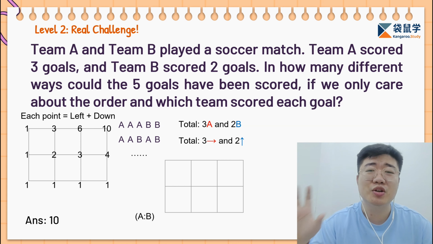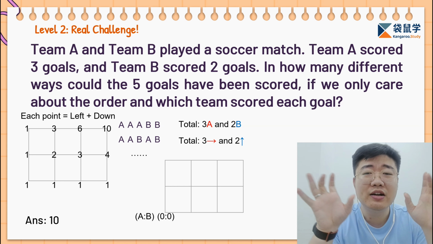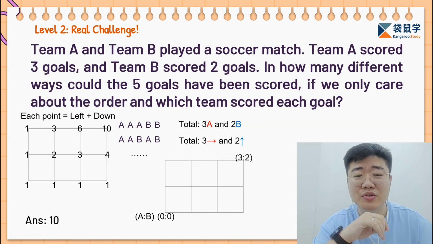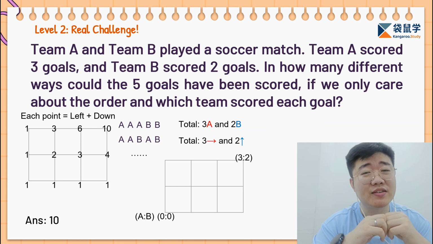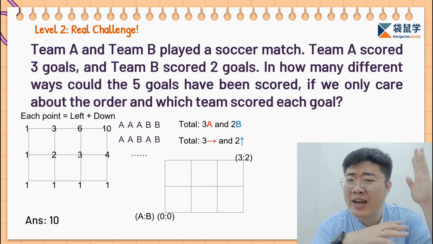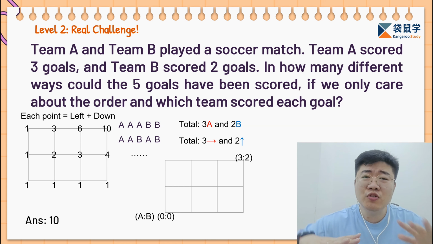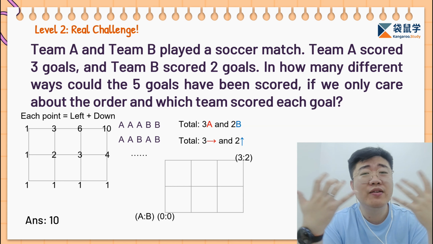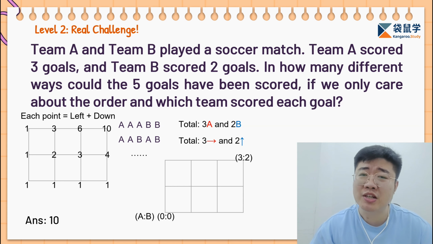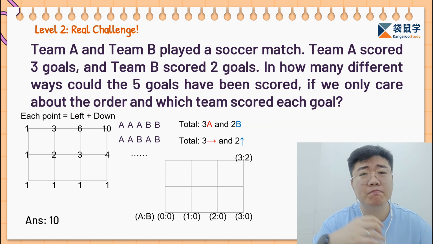At first, the result is 0 to 0. None of them has got any goal yet. In the end, it was 3 to 2. But everyone, how about the one in between? Teacher, I know. Whenever we have A scoring a goal, we go right. So for the bottom row, whenever we go right, A plus 1. Very good. So it's from 0, 0 to 1, 0 to 2, 0 to 3, 0.